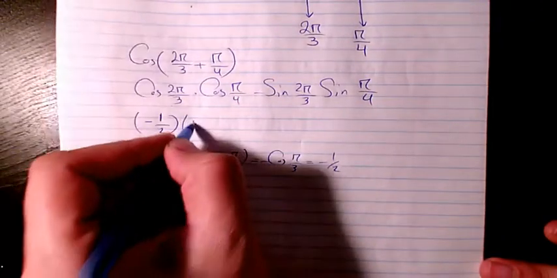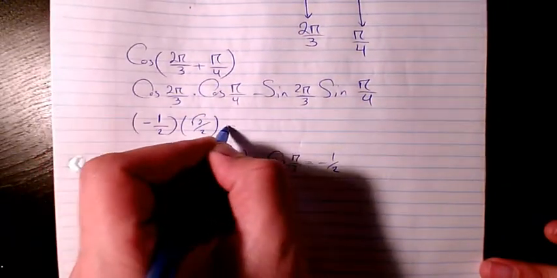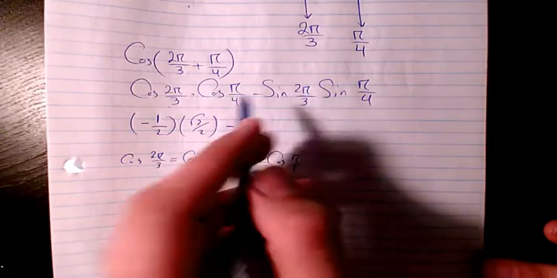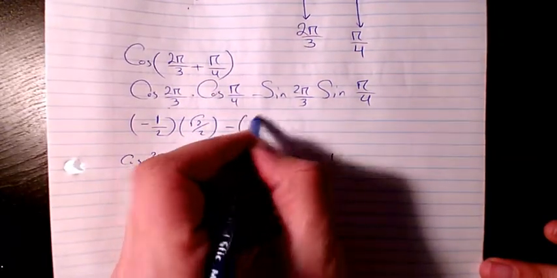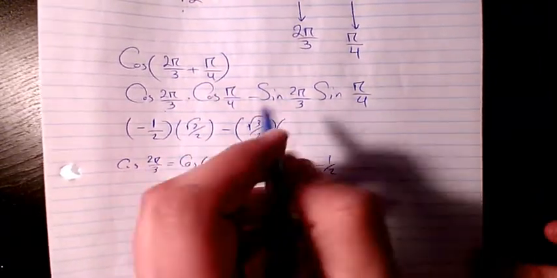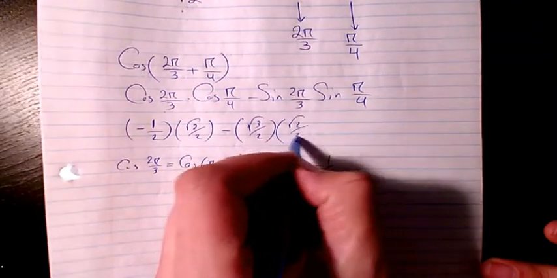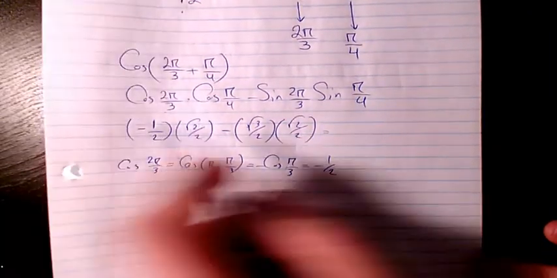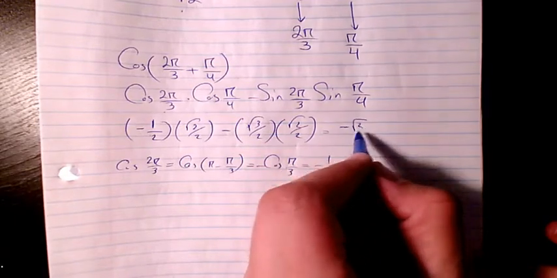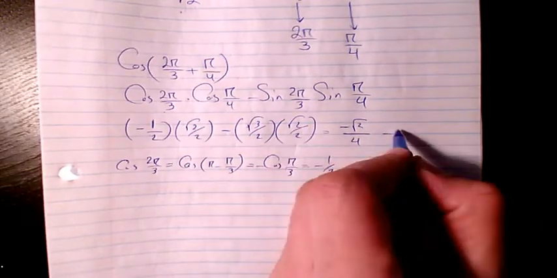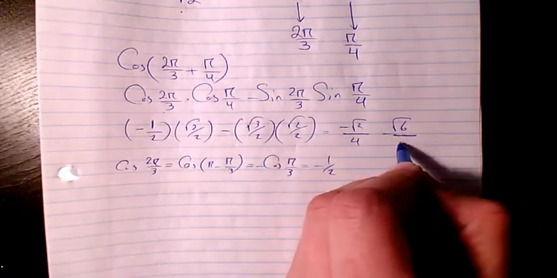Cosine pi over 4 is root 2 divided by 2. Sine 2 pi over 3 is going to be root 3 divided by 2. Sine pi over 4 is going to be root 2 divided by 2. So these two multiply each other. It's going to be negative root 2 divided by 4. Here is going to be root 6 divided by 4.